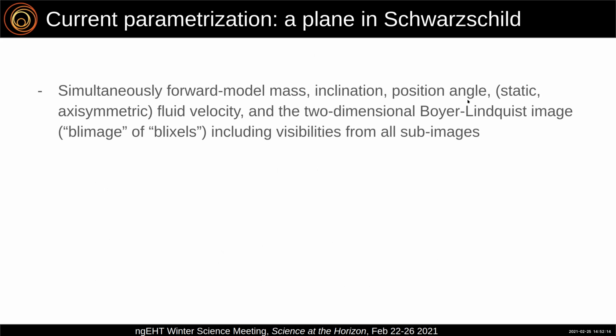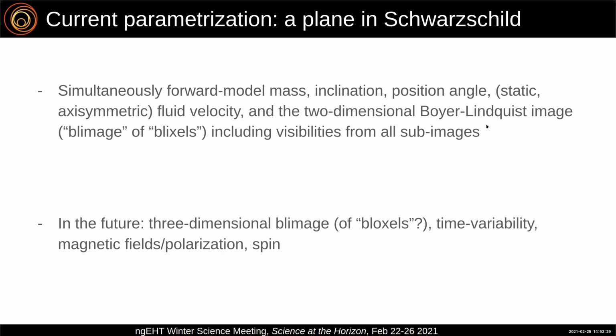So we're just in Schwarzschild, forward modeling mass, inclination, the position angle, a static and axisymmetric fluid velocity, and the two-dimensional blimage of blixels. And we can include visibilities from however many sub-images we want. In the future, 3 dimensions, blocks of bloxels, we'll figure out the name later. Time variability and time lags from these blixels will be of great interest, as we've heard from Shahar and others. And of course, magnetic fields and polarization, and ultimately spin will be the holy grail.